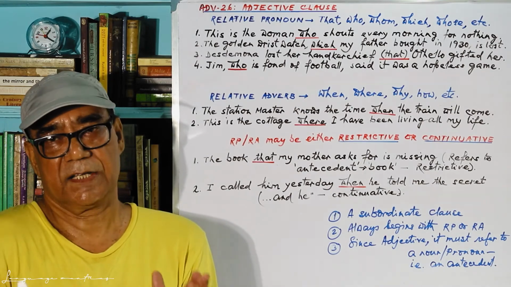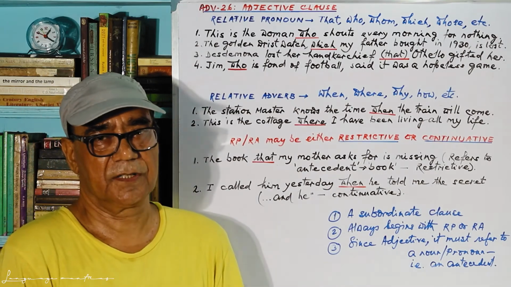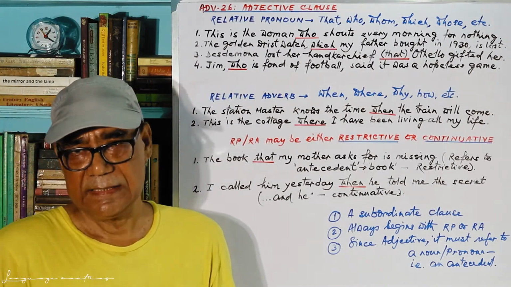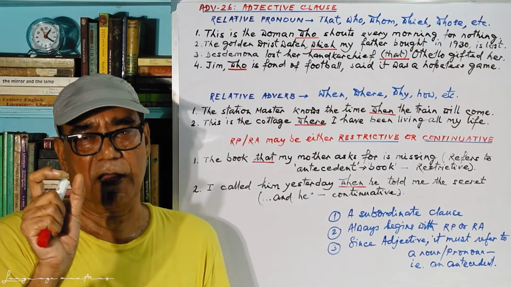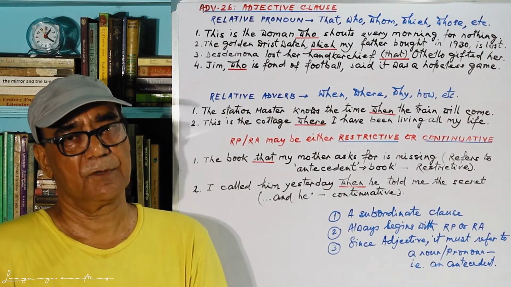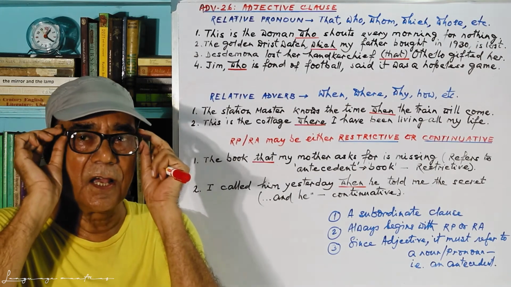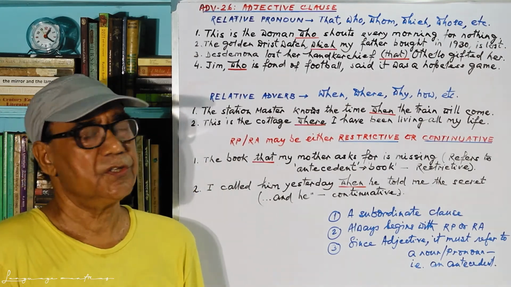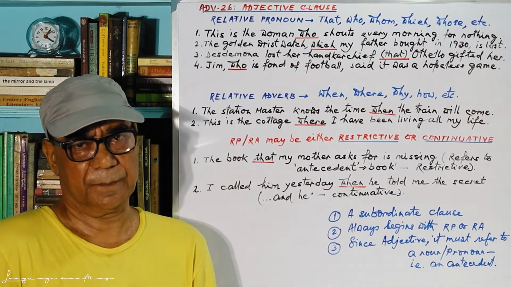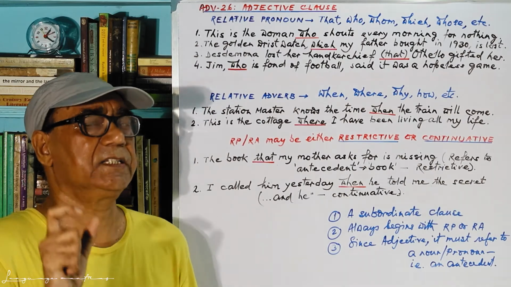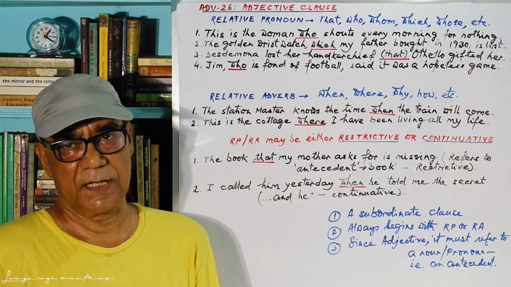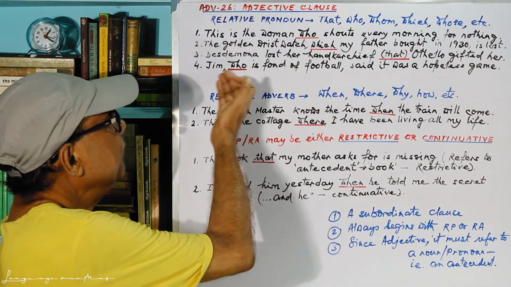Desdemona lost her handkerchief. This is the first part. And what about the second part? That Othello gifted her. This "that" is a relative pronoun and it introduces the second part, the adjective clause. This is restrictive because in a particular dramatic scene, if you know the story, that particular handkerchief is very important. Therefore, "that Othello gifted her" cannot be separated from this.